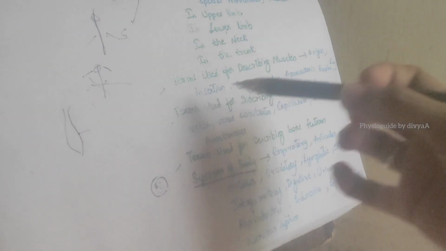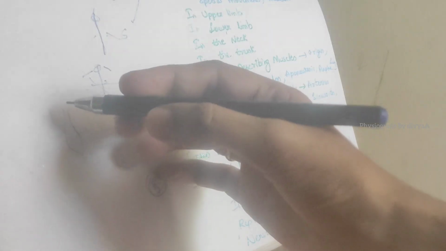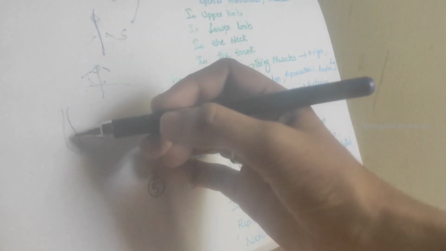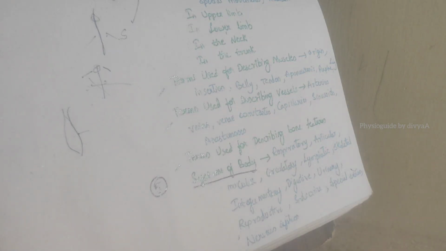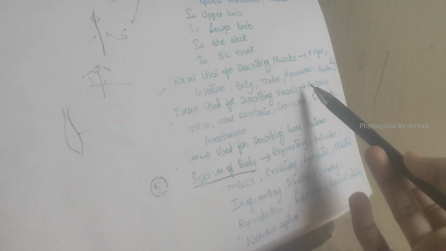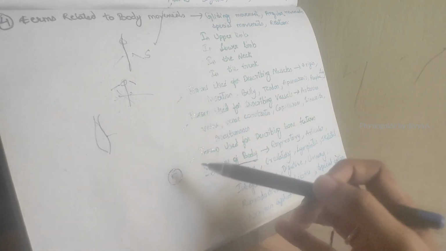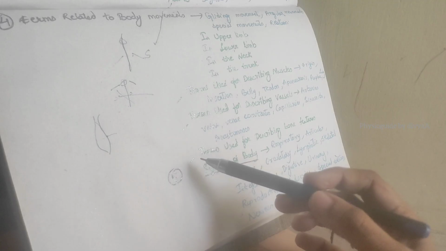Now we'll see terms used for describing muscles. They are origin, insertion, belly, which means the fleshy and contractile part of the muscle, and in between belly, tendon, aponeurosis, raphe, ligament. Now terms used for describing vessels. They are arteries, veins, venae comitantes, capillaries, sinusoids, anastomosis. The terms used for describing bone features are linear elevation, rounded elevation, sharp elevation, expanded ends of articulation, small flat area for articulation, depressions, openings.